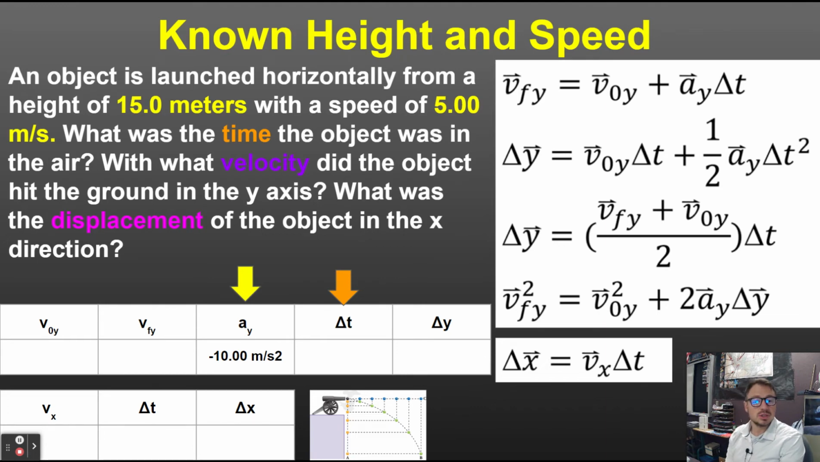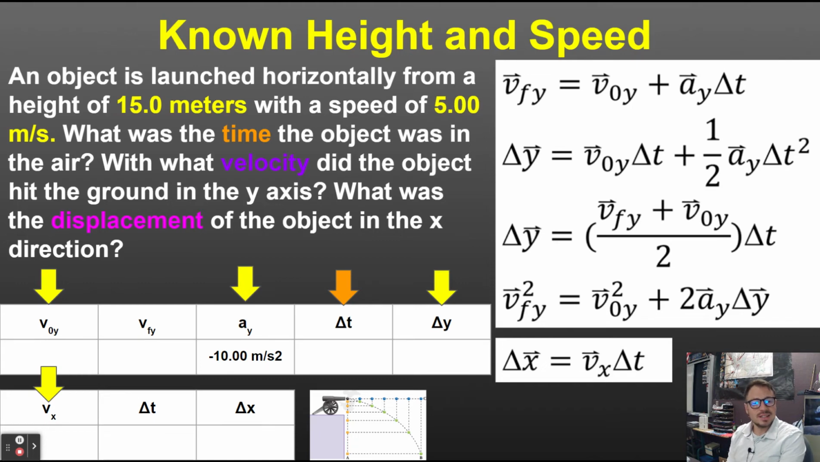So let's see what variables I already know. So let's just look at the y direction only, right? Let's not focus on the x direction. For a horizontally moving projectile, the y direction is just a drop projectile. So I know the initial velocity in the y direction is 0, right? It's not moving up and down the instant it's fired, right?